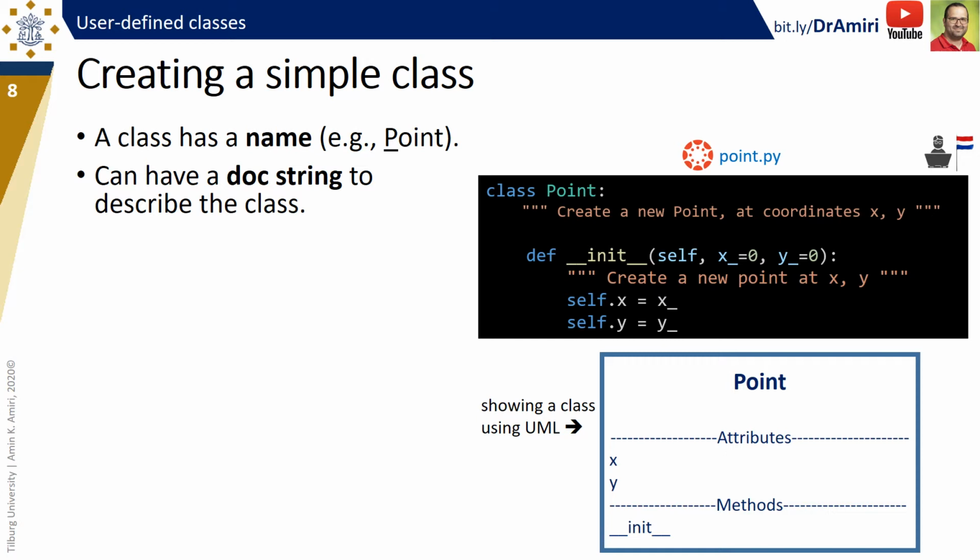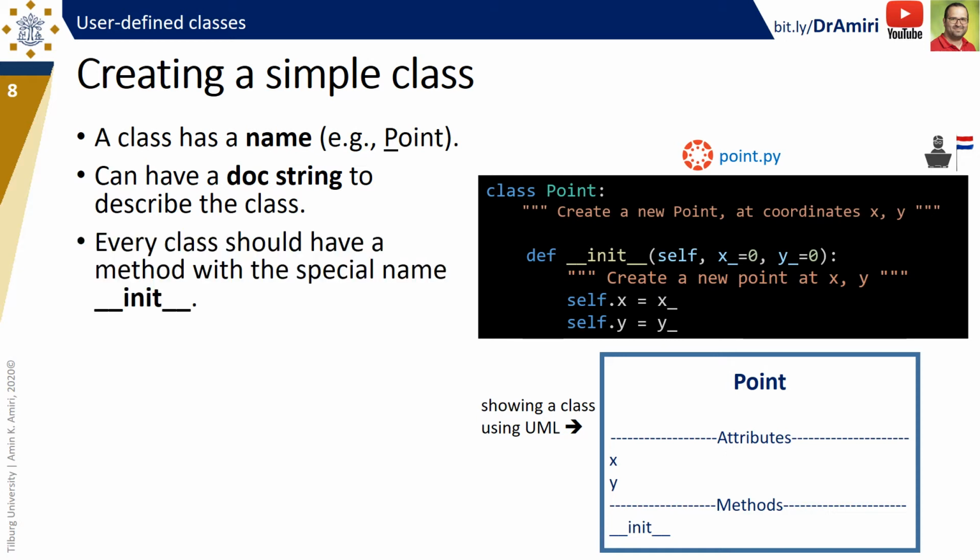A class can also have a docstring to describe what a class does and how the users can use this class. So in this case, we provided a string in between three quotation marks to explain how the user can use this class.